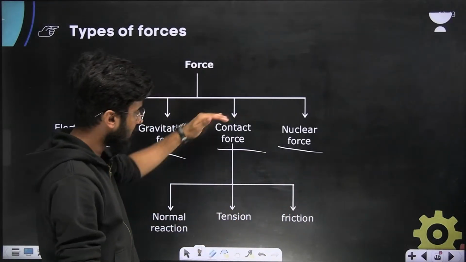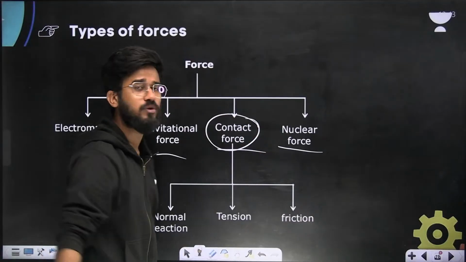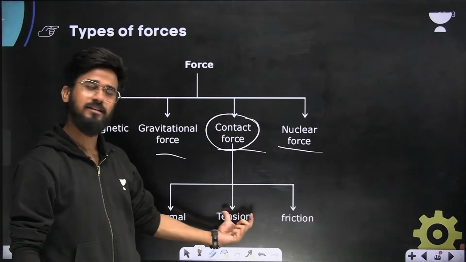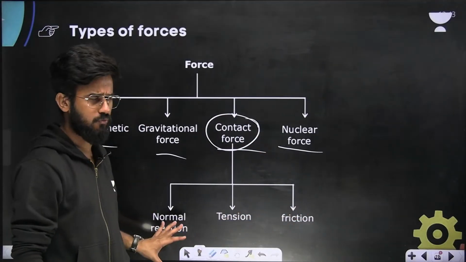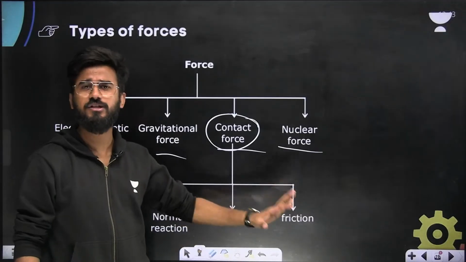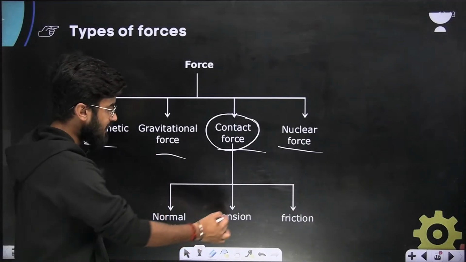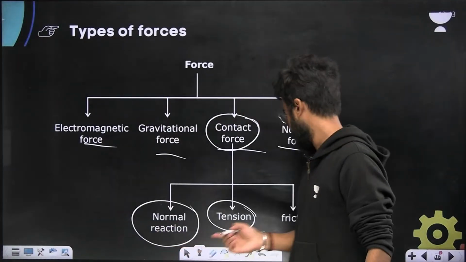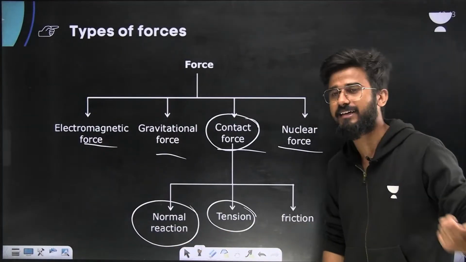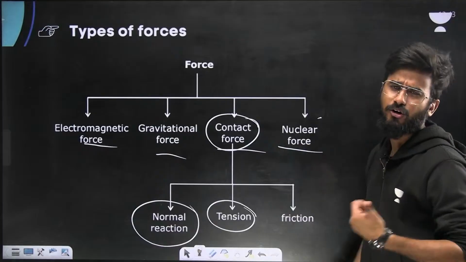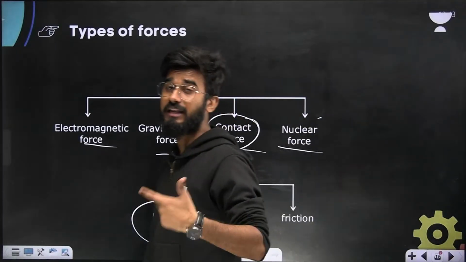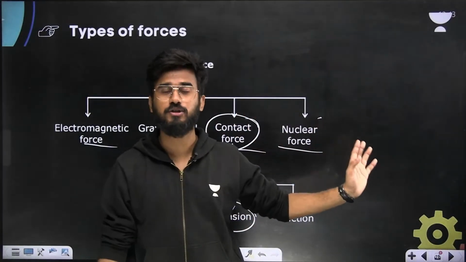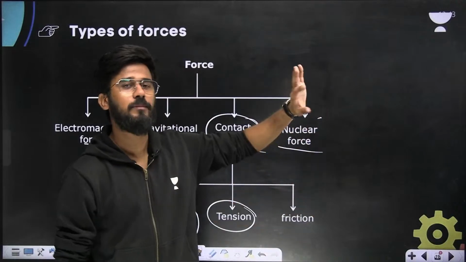In this session, we have contact force, and contact force is of 3 types: normal reaction, tension, and friction. Tension and normal reaction we will deal with in the without-friction part, and friction will be dealt with in the next section. Last but not least, nuclear force will be dealt with in 12th, in nuclear physics, or modern physics. That will be dealt with later.